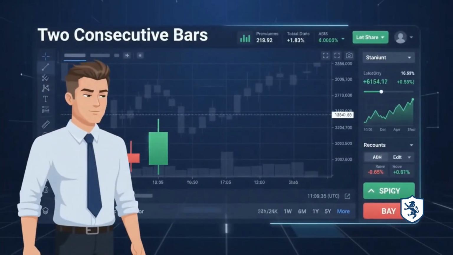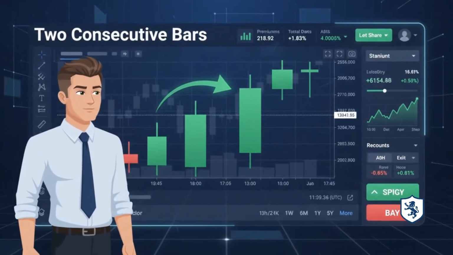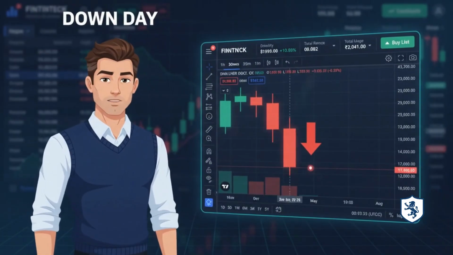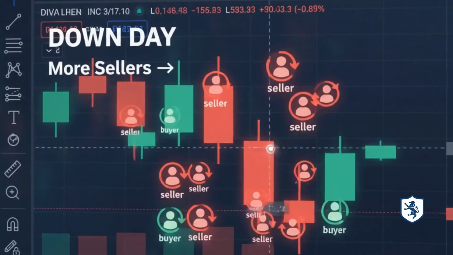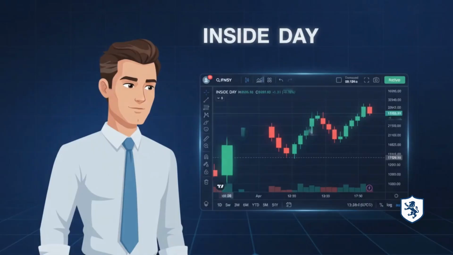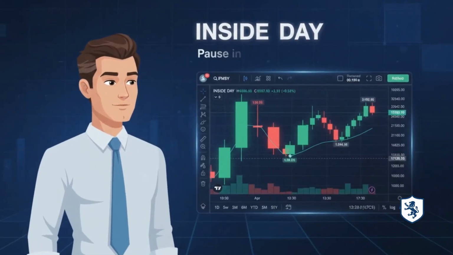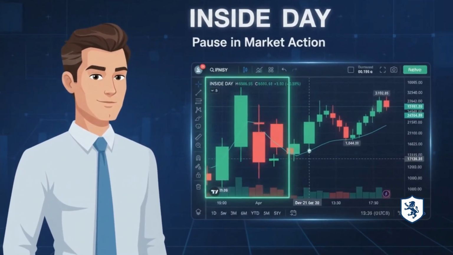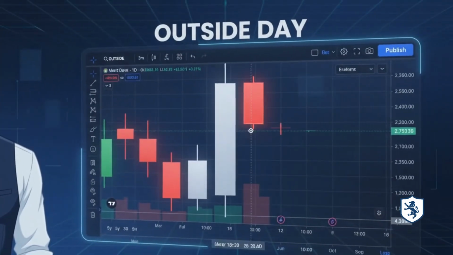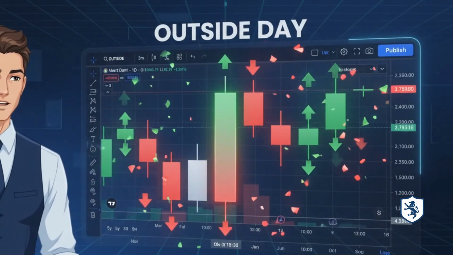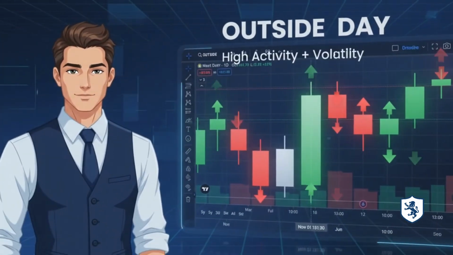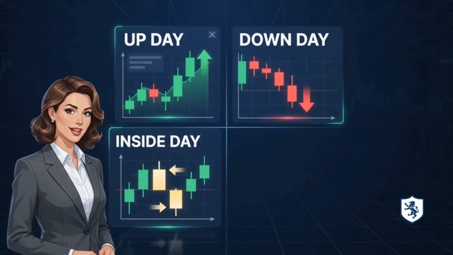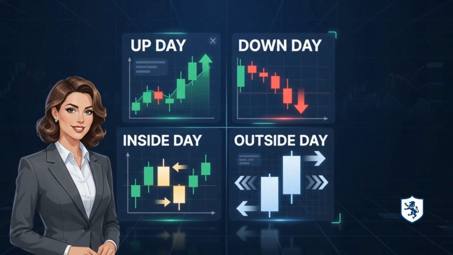2 consecutive bars represent specific relationships that technical traders recognize. A down day implies more sellers than buyers. An inside day implies a pause in market action. An outside day implies a lot of activity and volatility in the market. These 4 relationships help technical traders understand changes in buying, selling, market pauses, and volatility.